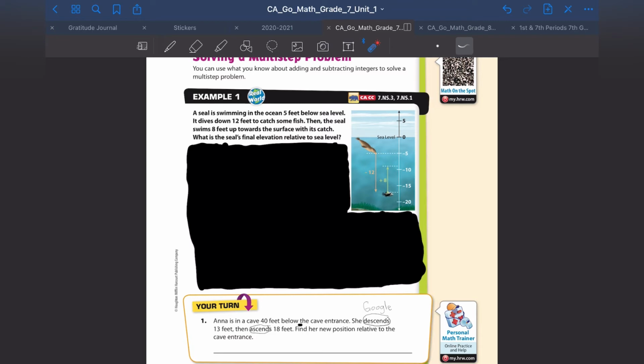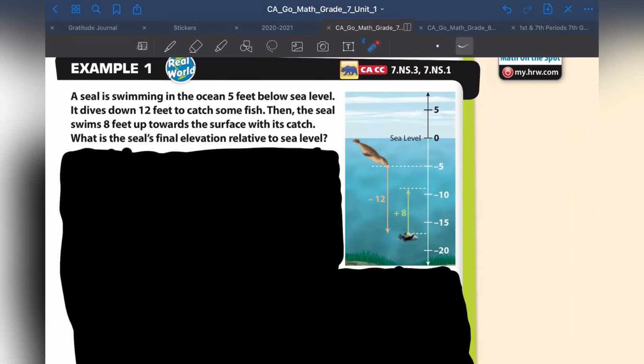Okay, so if you notice on the right, they created a sketch for you. Well, this is not really a sketch. This would be more like a really good drawing. For us, we just work on really quick sketches because we don't want to waste our time creating a fancy drawing. So whenever it says relative to sea level, that means that sea level is our 0 position. Okay, and then we have to go step by step.